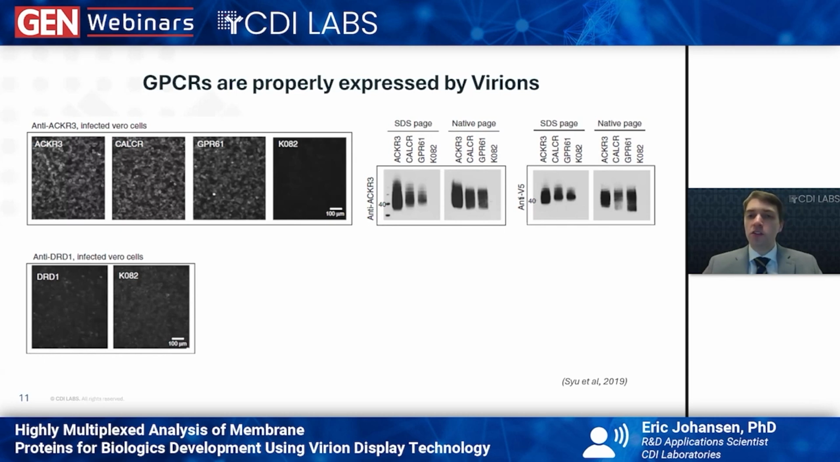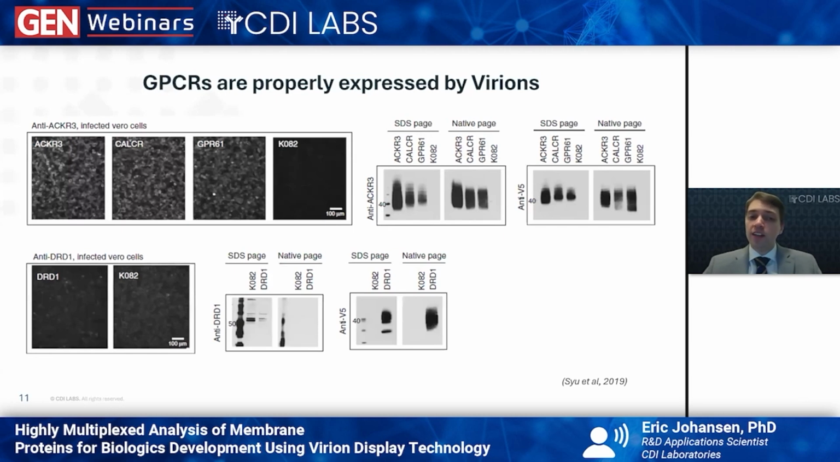Our negative control is called K082. This is basically the empty virus with no human orthogonal proteins. So it'll have all the other viral glycoproteins that you'd find on HSV1. When we analyze this by Western blot, we can see that the anti-DRD1 antibody also failed to recognize the target by Western blot, but we can see via V5 tag that the protein is in fact being expressed.